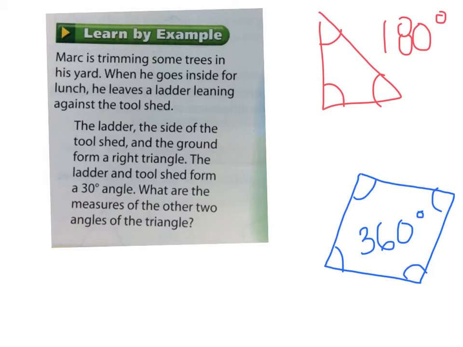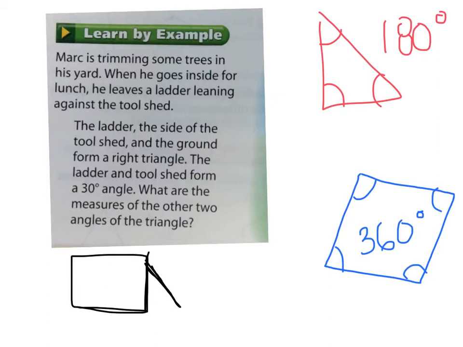So the problem says, Mark is trimming some trees in his backyard. When he goes inside for lunch, he leaves the ladder leaning against the tool shed. So let's just draw it really quick. Here's the tool shed, right? Pretend this is the tool shed. And then when he goes inside for lunch, he leaves a ladder that's leaning next to it, like that.